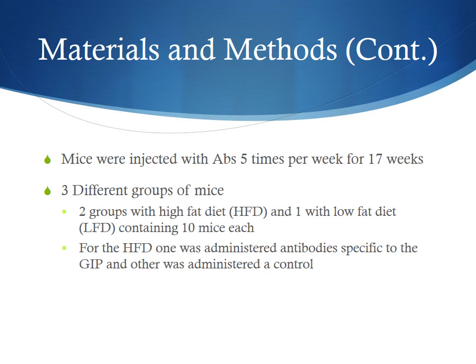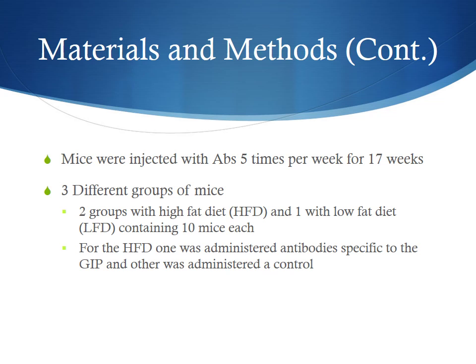For the diet study, the mice were injected with antibodies 5 times per week for 17 weeks. There were 3 different groups of mice. 2 groups were on a high-fat diet, so their food was mainly composed of fat, and the other was a low-fat diet, composed mainly of carbohydrates and proteins. And each of these groups contained 10 mice.